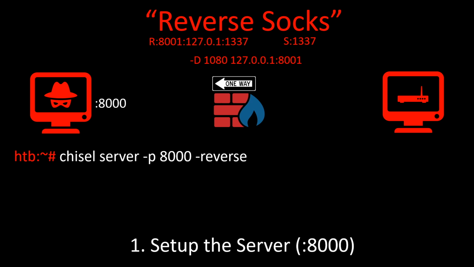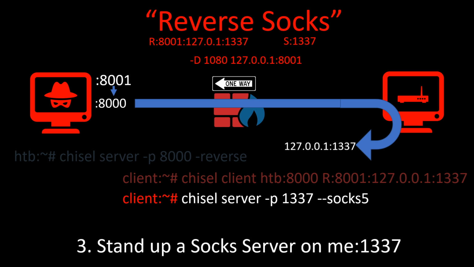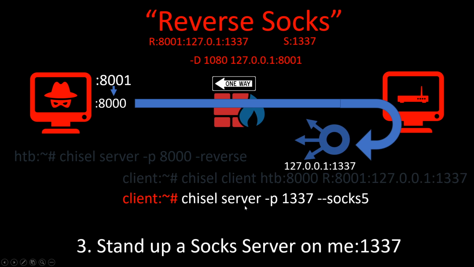The first thing is we stand up Chisel server on port 8000 and allow reverse connections. And then on the client, we're going to connect with this and then create a reverse connection on port 8001 and forward that to localhost port LEET, 1337. And then we're going to run a second Chisel command on this client as a server. And we're going to say chisel server -p LEET --socks5. And that's going to create a Chisel server that allows socks 5 connections.